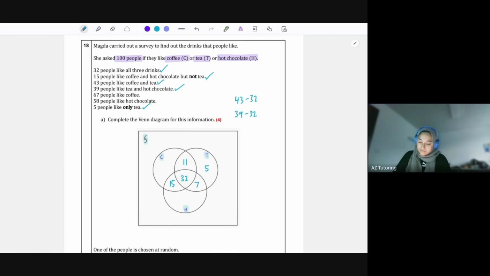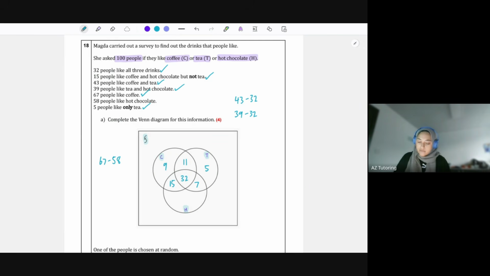67 people liked coffee. So that means this full section here, that all adds up to 67. Now we've already got 11, 32, and 15. So what we need to do is, we're going to do 11 plus 32 plus 15, which gives us 58. So 58 is a total there, but 67 people liked coffee. So we're doing 67 minus 58, which gives us 9. So just 9 for that section. You can always check your answer and add up all them 4, and hopefully it adds up to 67.